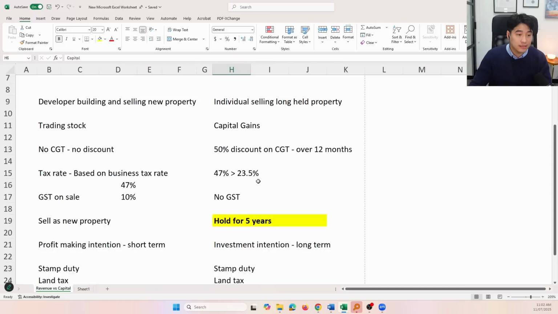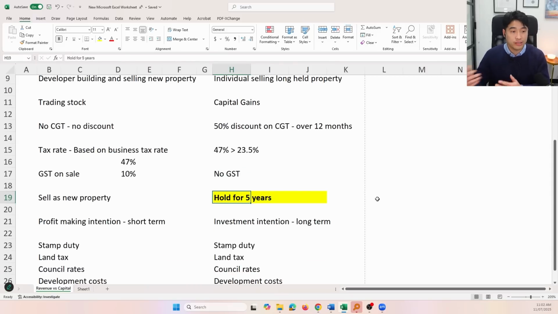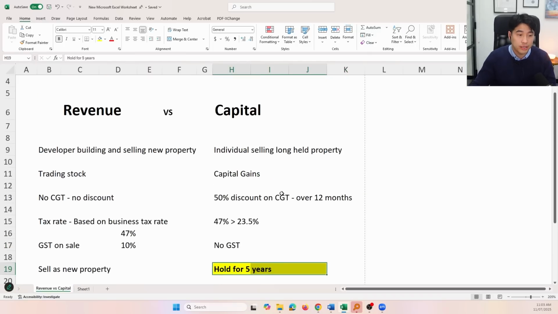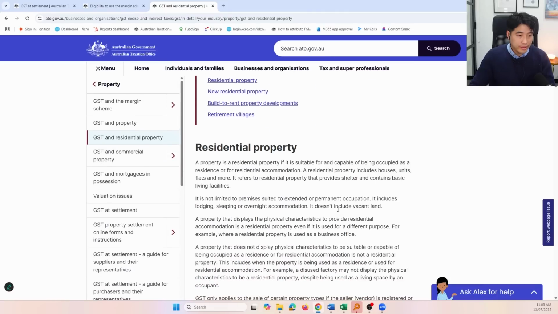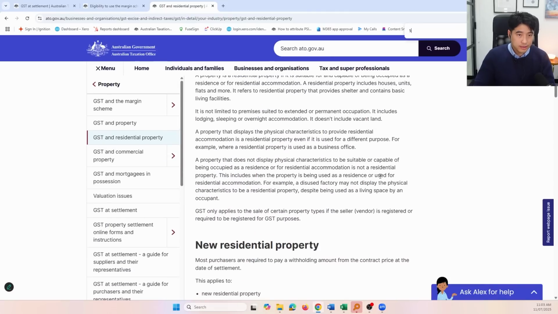They can say that if you initially saw it as something you want to hold and rent out, but you never lived in it, you just rented it out for the next 2 to 3 years, the ATO has a rule that if you hold it for less than 5 years and you sell it, they still class the property as new residential property. They may tax GST on it, and they may tax it at the business tax rate. So they put out a rule.